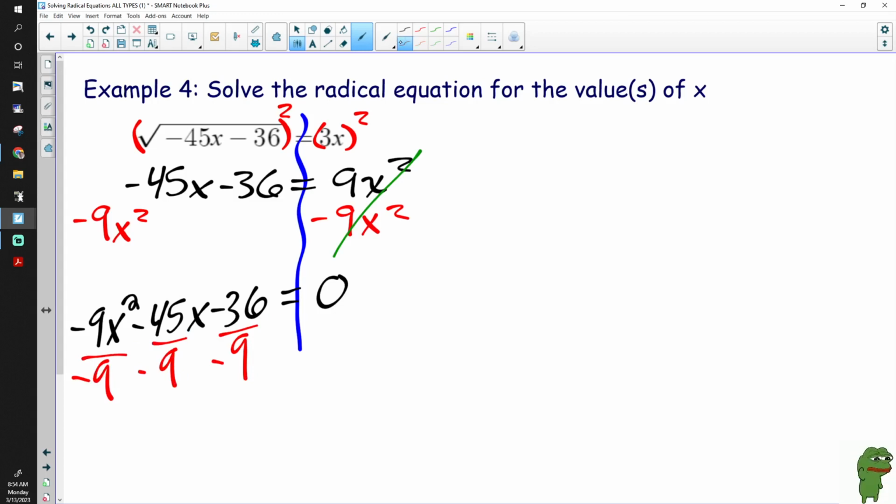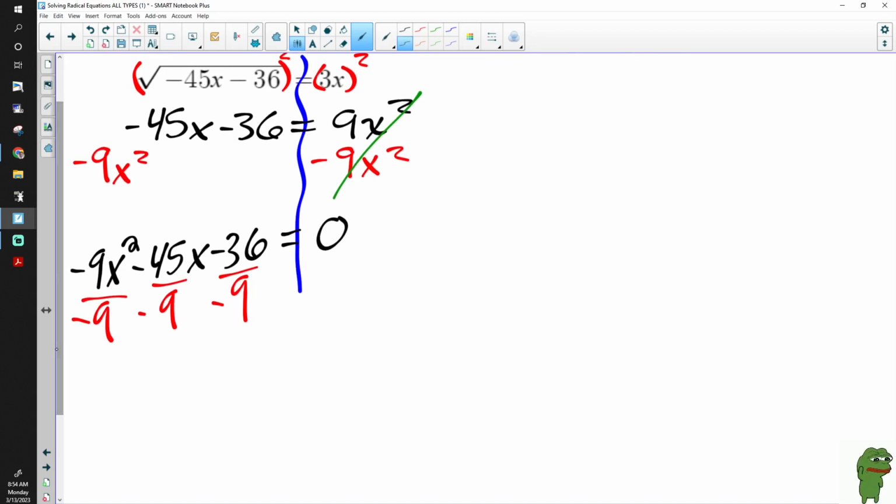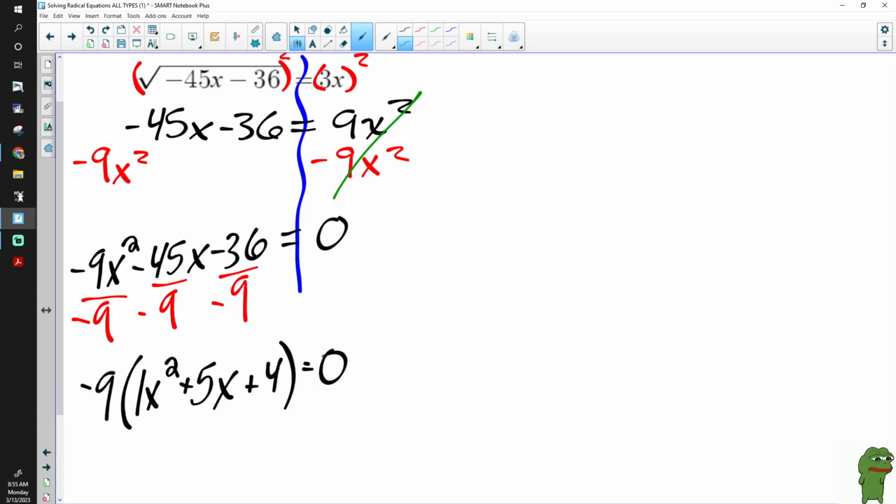So when we divide negative 9, well, what's left is 1x squared plus 5x plus 4 equals 0. And this is my A, B, C. A is 1, B is 5, C is 4. Look how nice that is. Draw your x.